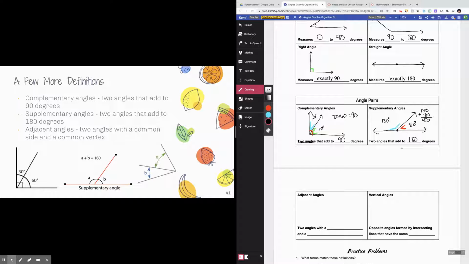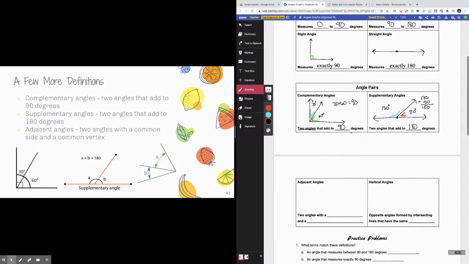Now, supplementary angles don't always have to be connected like this. Same with complementary angles. They don't always have to be connected. They could be two separate angles that are split apart, but as long as they add up to 90 degrees for complementary, and as long as they add up to 180 for supplementary, then they fit the definition.